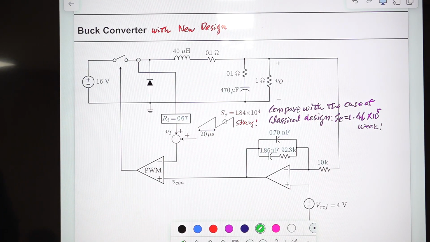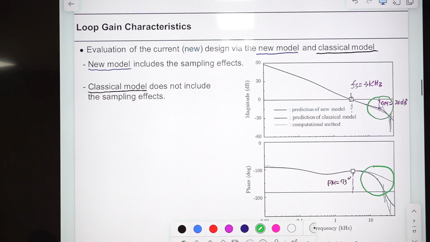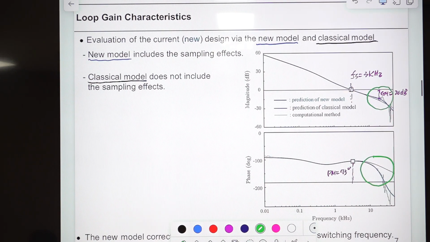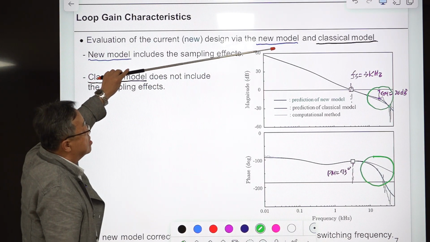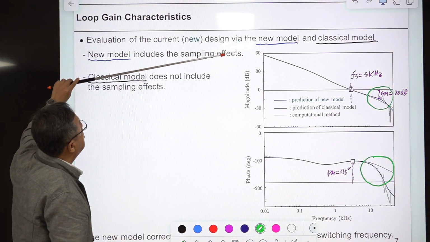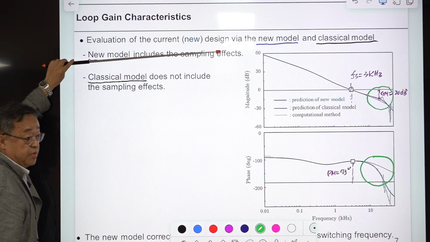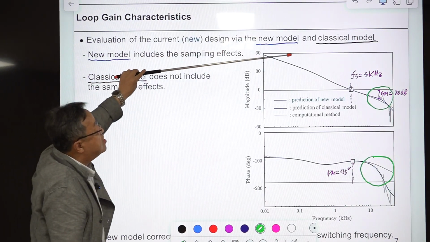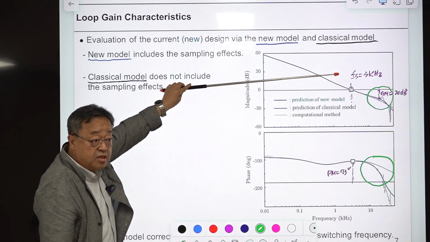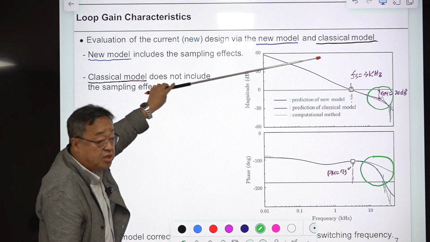Okay, so it is reflected only in the slope compensation, and everything remains the same except that one. That is the point, and we are comparing this. We are using the new model. Okay, the new model contains this new design, and we are using the new model and the classical model. I'll explain details about this later.